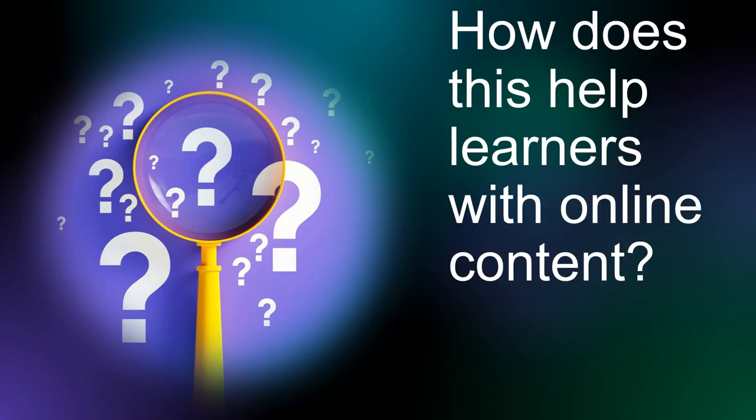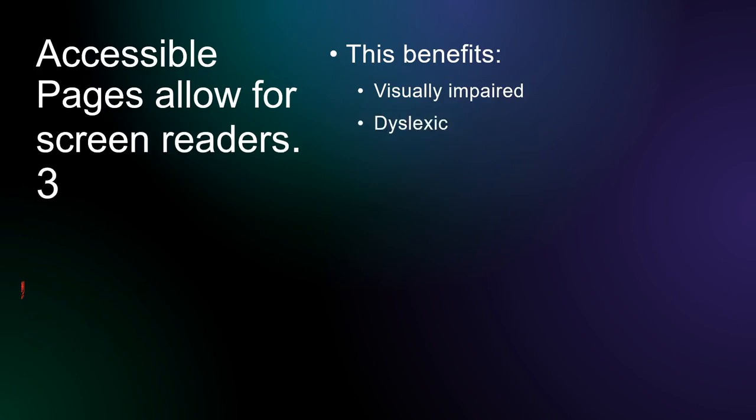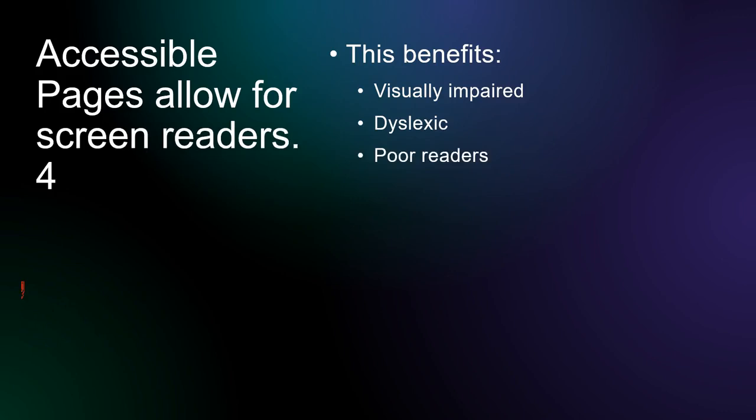So how is this going to help our learners with online content? By creating accessible pages, having pages that can be navigated in all the ways that we've already discussed. Accessible pages allow for good screen readers, which read your page aloud, and that's going to benefit the visually impaired. That's also going to benefit people who are dyslexic or have learning difficulties. It's also going to help people who are poor readers and need a little bit extra help in order to become better readers. I also think it helps multitaskers. And being a multitasker, I love this one.